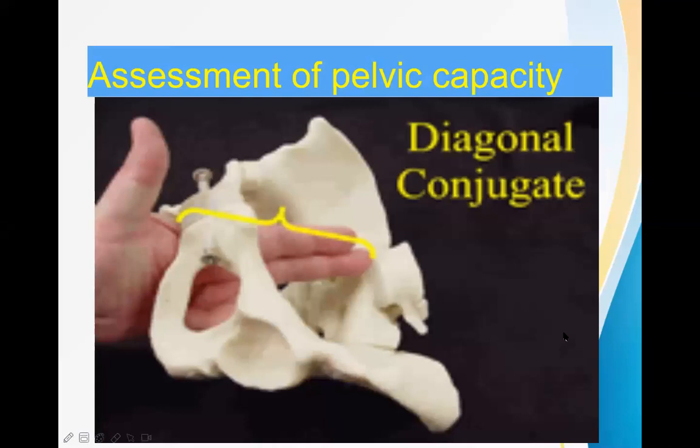Now see here, let's talk a little bit of a practical thing. This is how the assessment of pelvic capacity is done. This is the diagonal conjugate: the lower border of the symphysis pubis to the sacral promontory. This diameter is the diagonal conjugate. It is quite easy to judge in a pregnant lady.